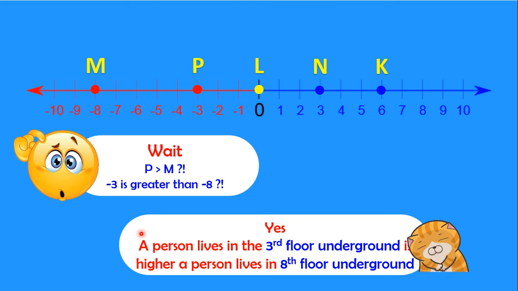Yes. Suppose, as I told you, they live in a building. A person lives on floor P and a person lives on floor M. A person who lives on the third floor underground, like P, is higher than a person who lives on the 8th floor underground, like M.